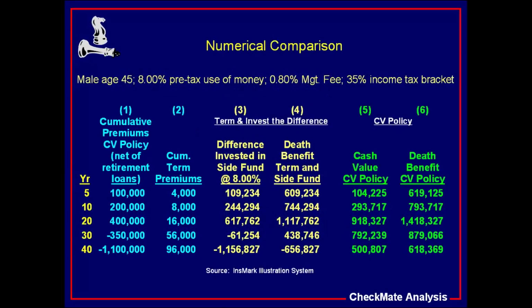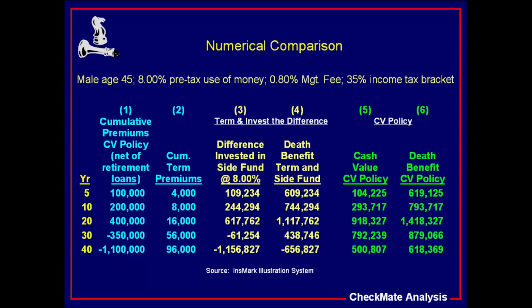Now, I'm going to use, again, 8% pre-tax use of money as an alternative funding mechanism on what we're going to call a side fund. So you're going to buy term and invest the difference. In my comparison here, we're going to assume an 80 basis point management fee, just slightly under 1%, at the same 35% tax bracket. So column 1, premiums net of the loans we're going to make. Column 2, the alternative premium cost. You can invest the difference, and if the difference were invested each and every year, column 3 you'd have column 3 values.